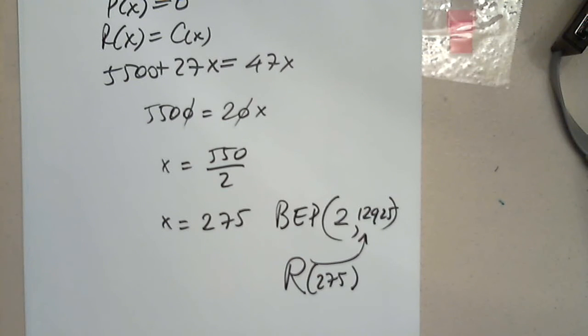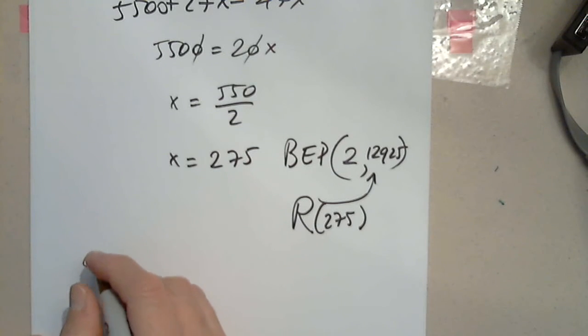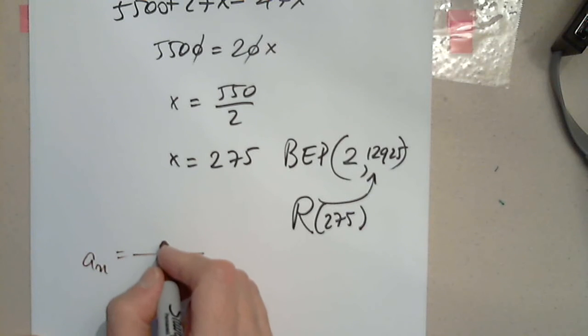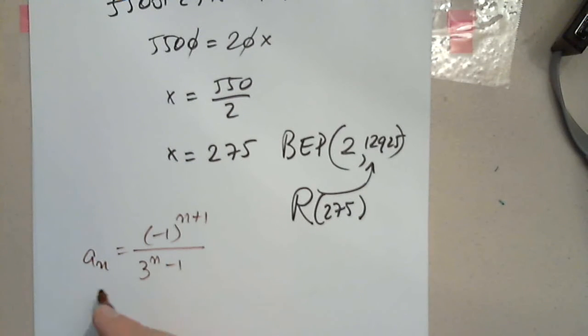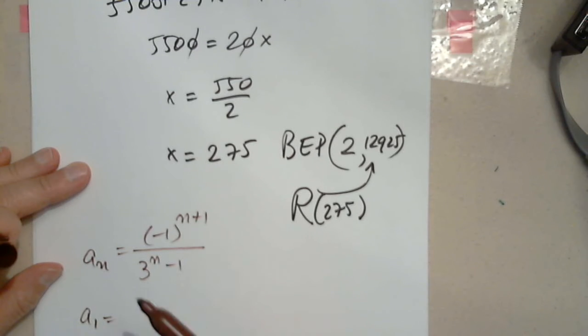Yes, so this time we are given the general term. That's nice. We can determine any term of the sequence: negative 1 raised to n plus 1, divided by 3 to the n minus 1. Okay, so a1: 1 plus 1 is 2, negative 1 to the second power is positive 1, 3 to the first power is 3, minus 1 is 2.